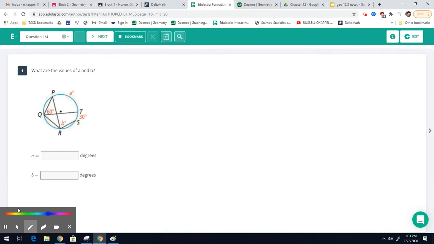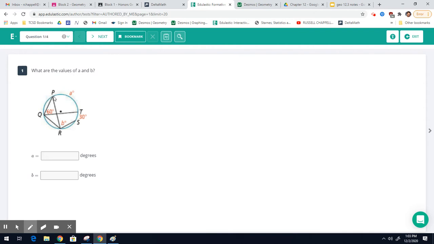Okay, so let's look at four problems here. Problem one says, what are the values of A and B? If we take a look at this picture, A is an arc measure and B is an inscribed angle measure. All right, so let's look at A first.